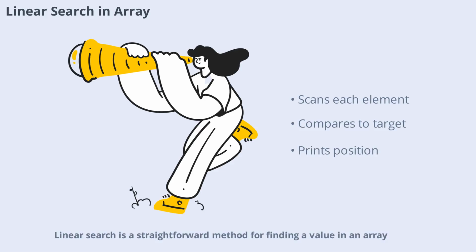Linear search is a straightforward method for finding a value in an array. The program scans each element, comparing it to the target value and prints the position if found. This is a foundational search algorithm essential for beginners.